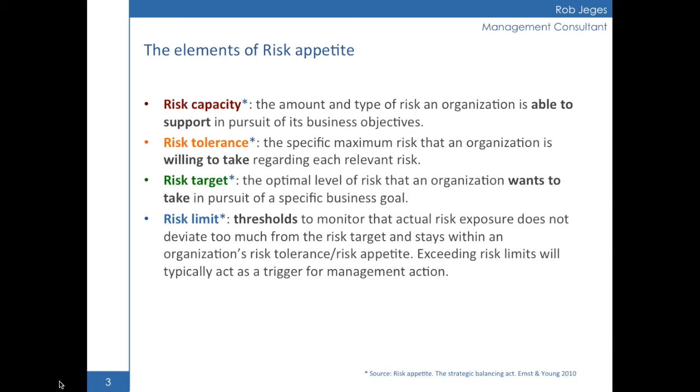At a third level, we can set up a risk target, which is the optimal level. And if we recall on the previous slide, there's a point where we're going to maximize the value, and that is the optimal risk that we should be aiming for. That is a target. And in order to help manage all this, we can set up risk limits that give us a threshold so we can monitor and measure when we're getting too much risk or too little risk.